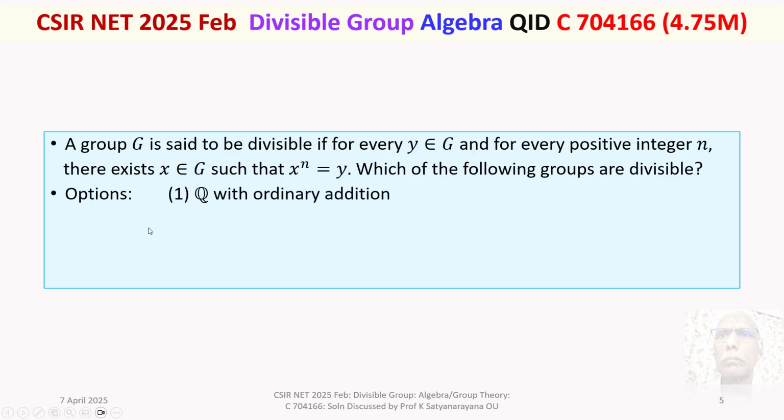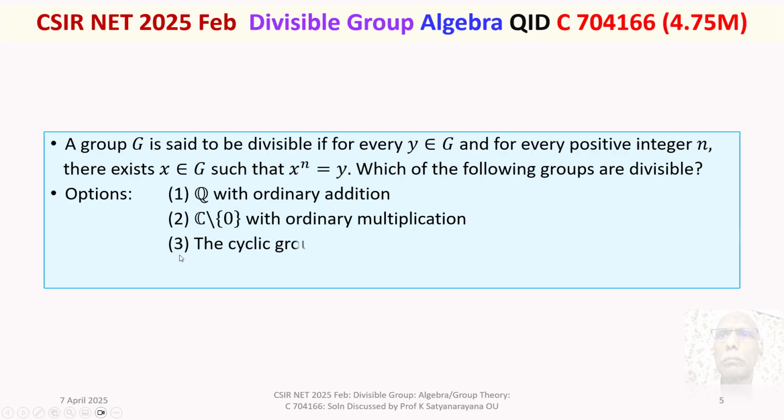We are given four options. Option 1, Q, the set of rational numbers with ordinary addition. Option 2, C minus the singleton zero, that is the set of non-zero complex numbers with ordinary multiplication. Option 3, the cyclic group of order 5. Option 4, the symmetric group S5.